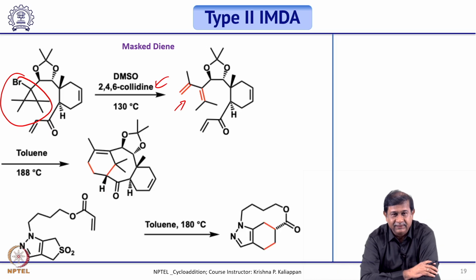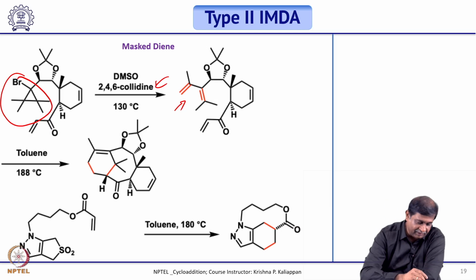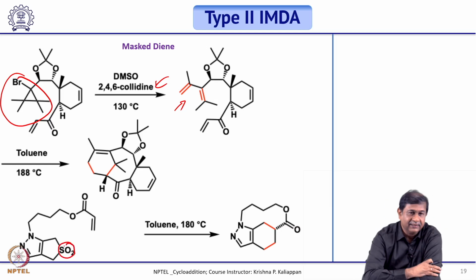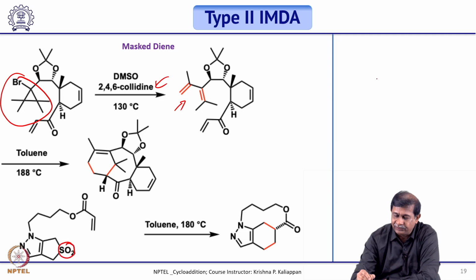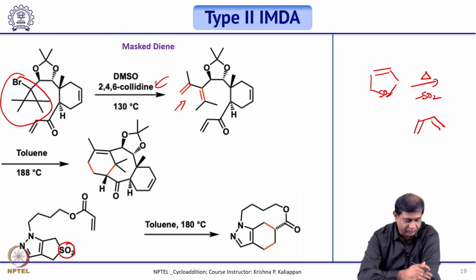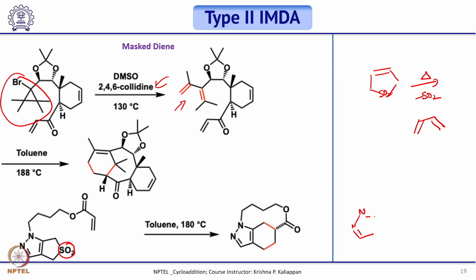And people can also, as I said, use other masked dienes, for example sulfolene. Okay. Sulfolene, if you heat it, can undergo extrusion of sulfur dioxide to generate the diene. So, here what happened was the extrusion of sulfur dioxide gave this diene, and that diene underwent intramolecular Diels-Alder reaction with the dienophile to give this interesting bicyclic compound.